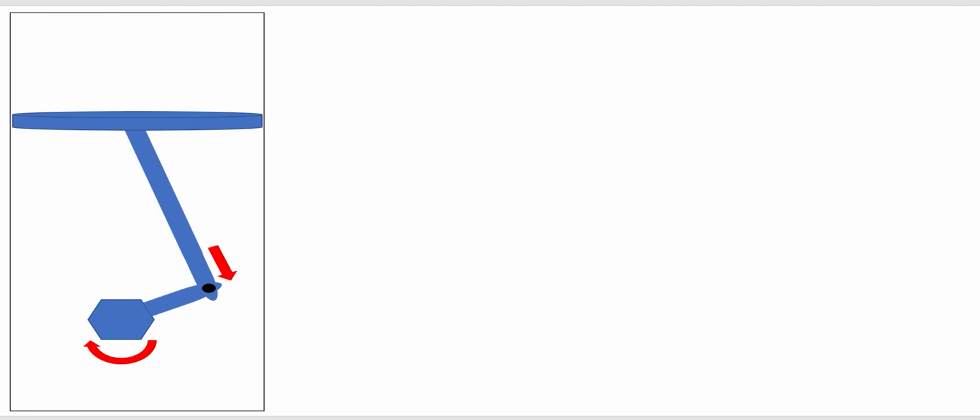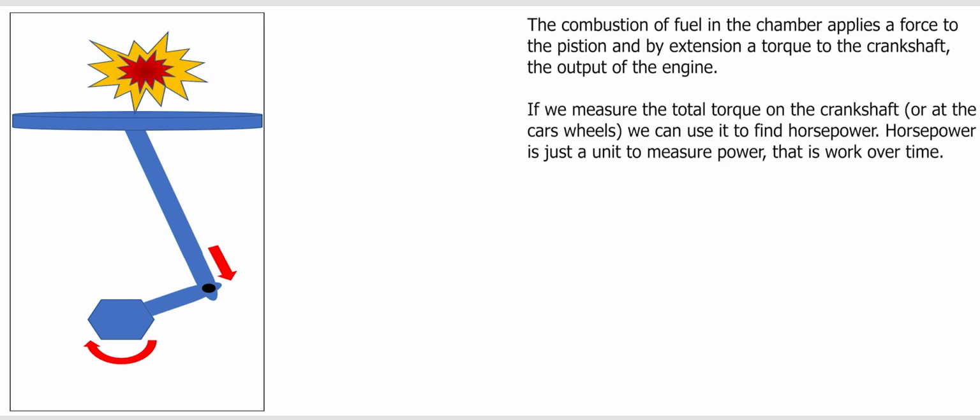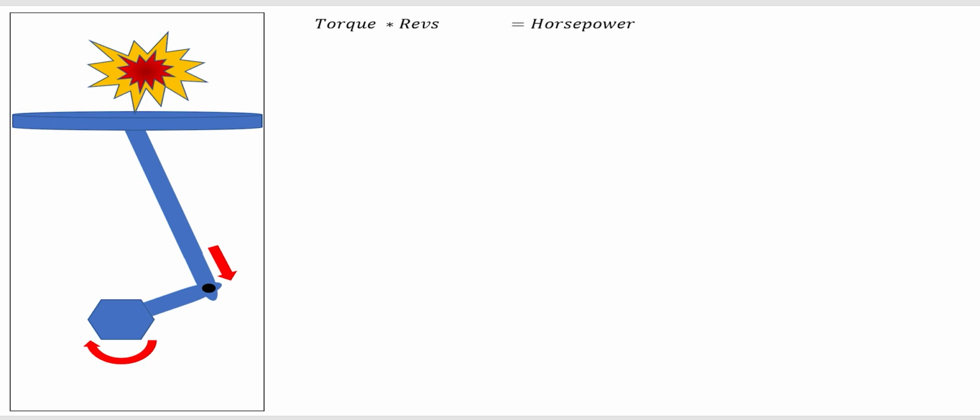If I add some more visuals, you can see that this also applies to the combustion chamber in a vehicle's engine. The combustion of fuel in the chamber applies a force to the piston and by extension a torque to the crankshaft, the output of the engine. If we measure the total torque on the crankshaft or at the car's wheels, we can use it to find horsepower. Horsepower is just a unit to measure power, that is work over time. So if we take the torque, multiply it by the number of engine revolutions per unit time, we get horsepower, after doing all the messy unit conversions.